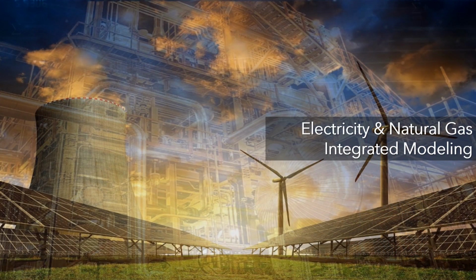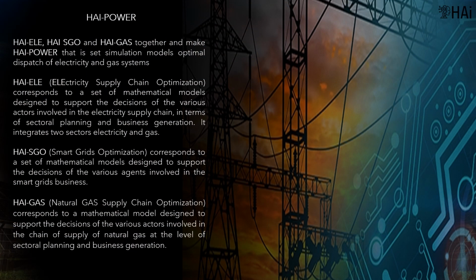Electricity and natural gas integrated modeling. HIGH Power integrates the following models. HIGH Electricity Supply Chain Optimization supports decisions in the electricity supply chain, in terms of sectoral planning and business generation. HIGH Smart Grids Optimization supports the decisions of the various agents involved in the smart grids business.